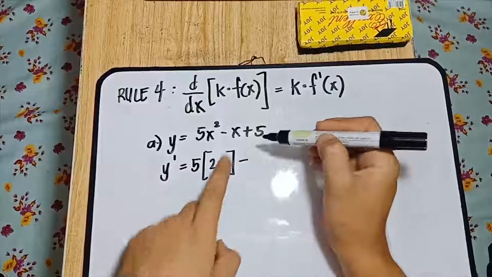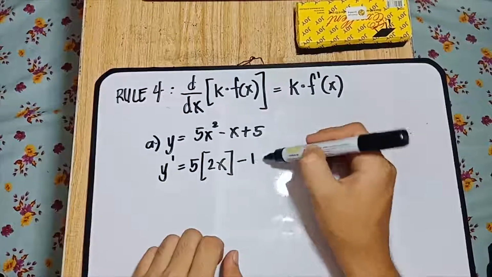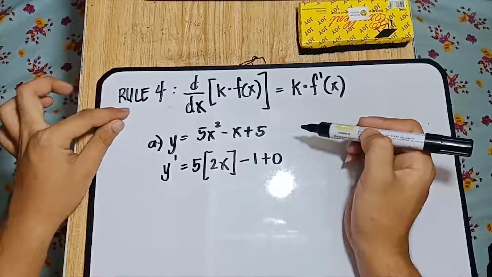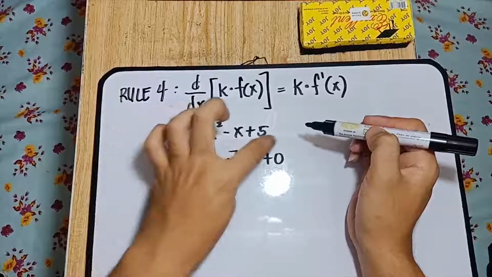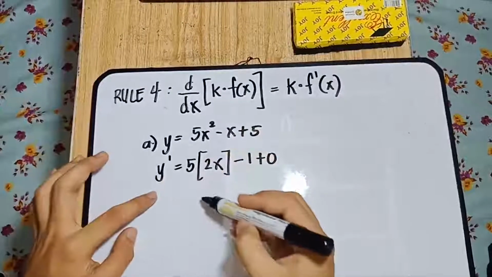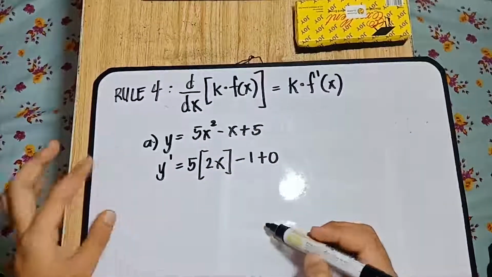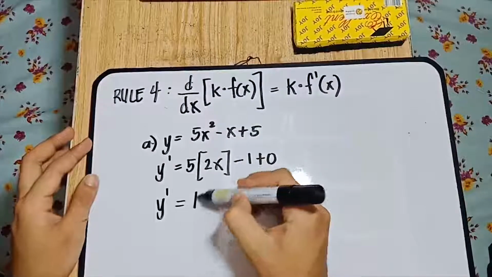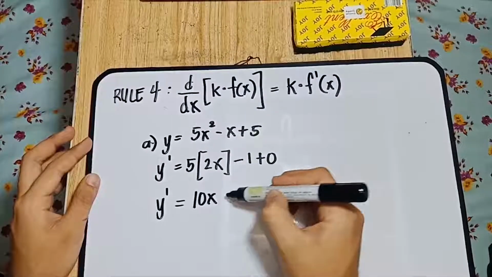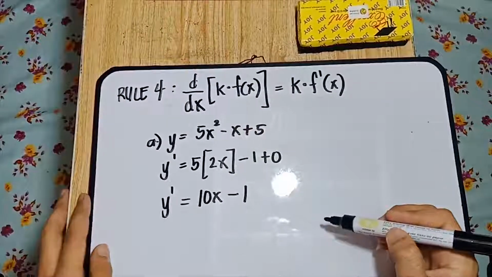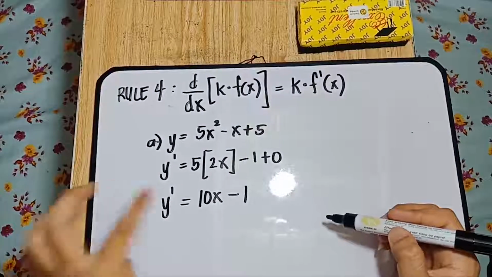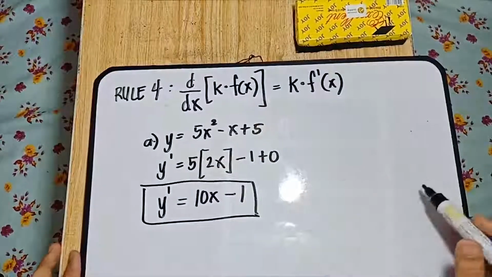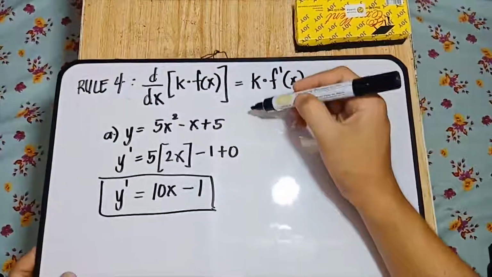Minus, derivative of x is 1 plus 0. So, na-apply natin yung rule number 4, rule number 2, and rule number 1. So, simplify na natin. Y prime now is equal to 10x minus 1. Multiply ko lang yan, minus 1. And that is our answer for example letter A. Example pa, for letter B.